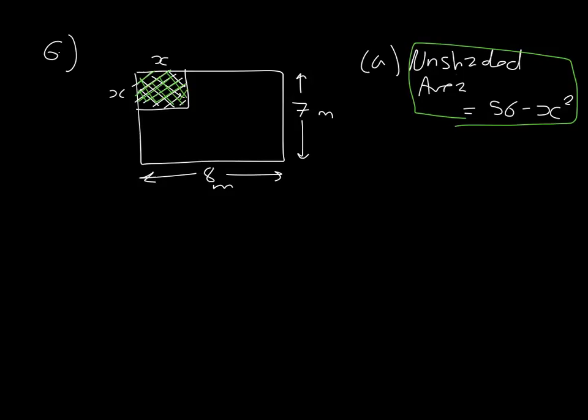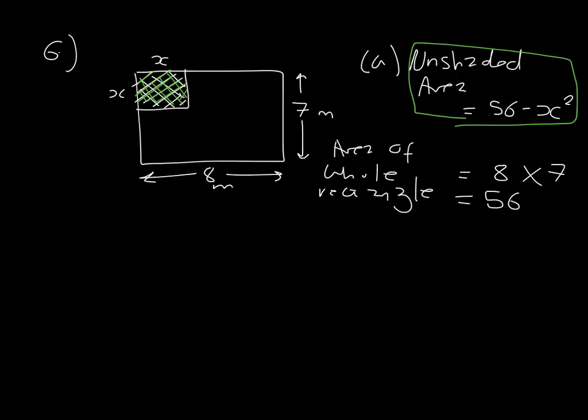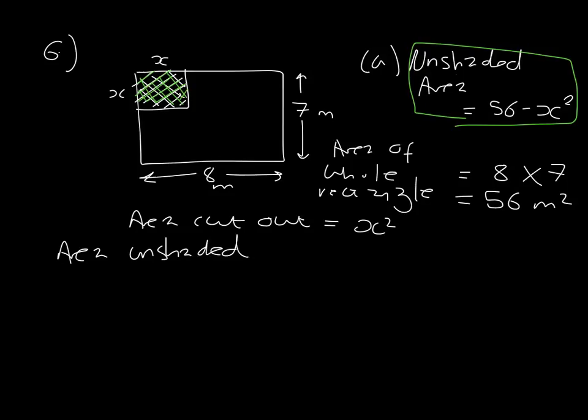So, making our working very clear, the area of the whole rectangle before anything is cut out of it is 8 multiplied by 7, which is 56 metres squared. The area that we cut out is equal to x squared. It's x multiplied by x. So the area that's unshaded, i.e. the remaining area of the carpet, is 56 take away x squared. And we need to make all 3 of those steps very clear.